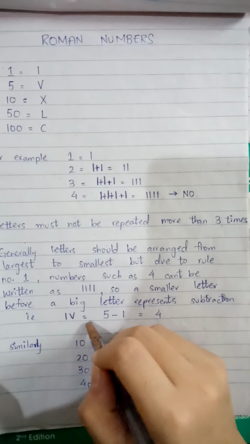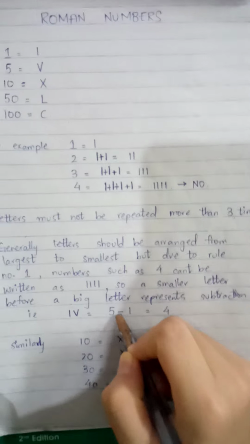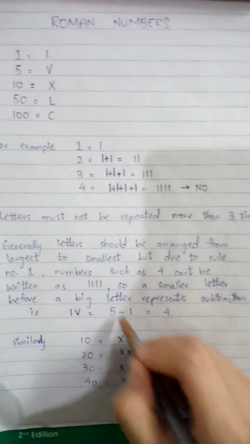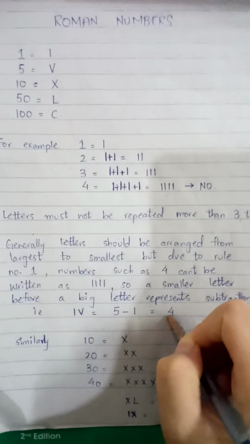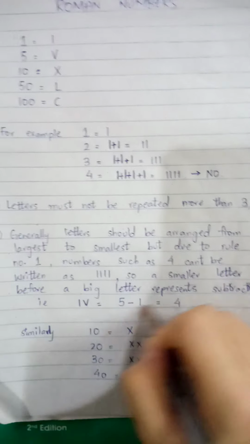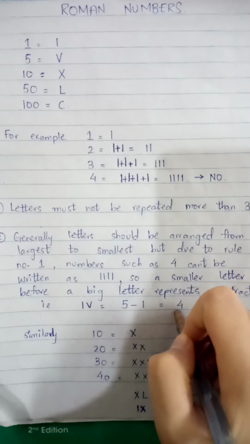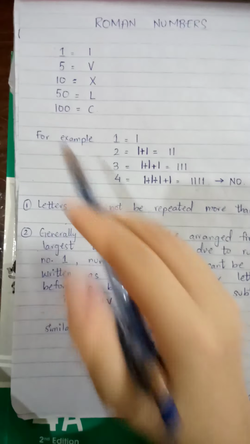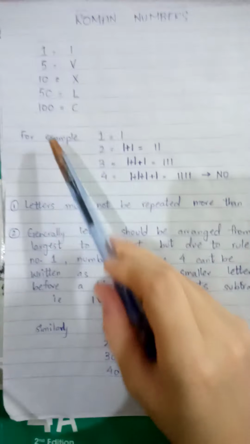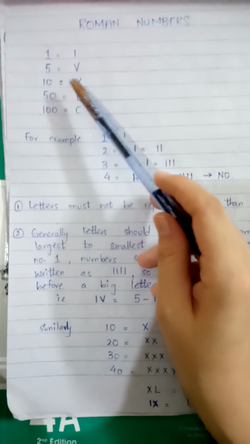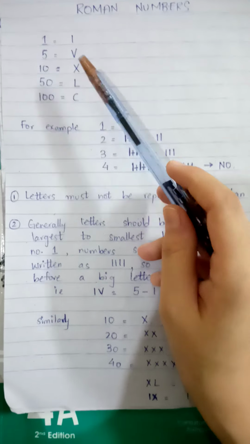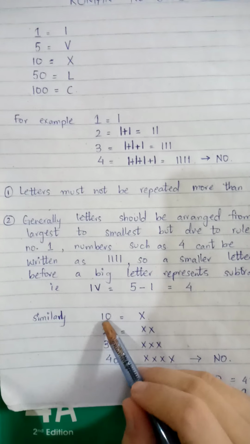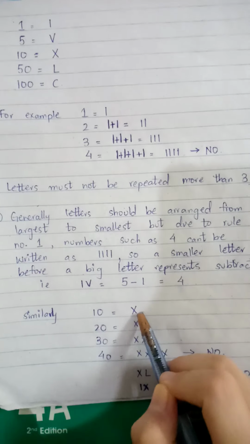Okay, so that is why I am performing subtraction here. It becomes 5 minus 1 is equal to 4. So that is how I am able to write 4. Similarly, look here. If I talk about 10, I know that 10 is equal to X. So if I need to write 10, I know that 10 is equal to X.